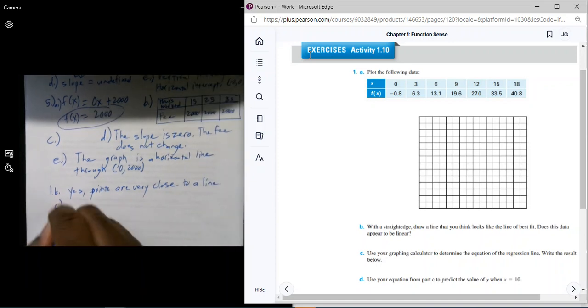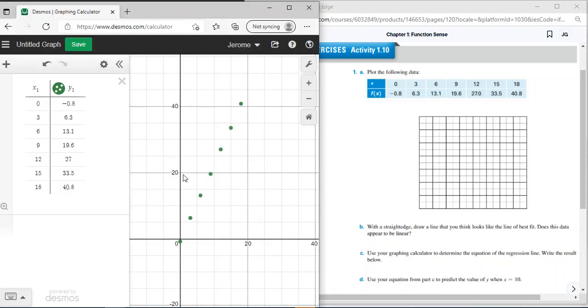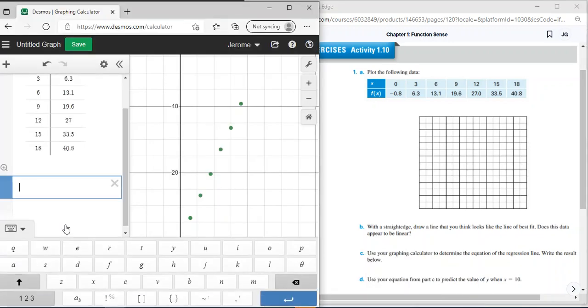Okay, now we come here to C. It says use your graphing calculator to determine the equation of the regression line. Write the result below. Now, some of you already know how to write this as a regression, and we're doing linear regression right now. So I'm going to show you, if you don't know how to do a linear regression, this is what you would do.